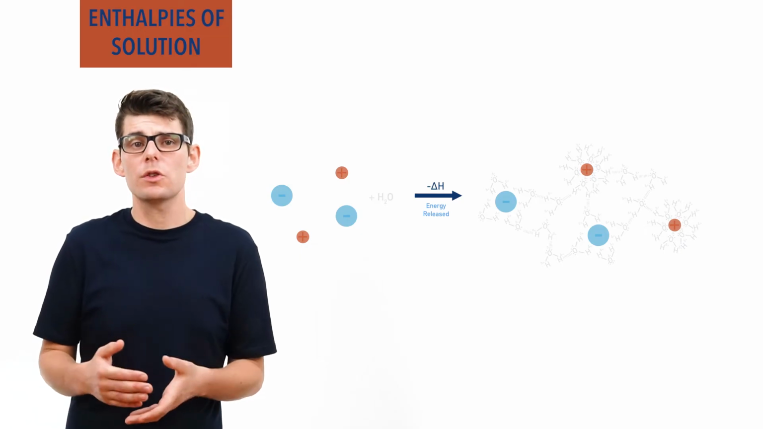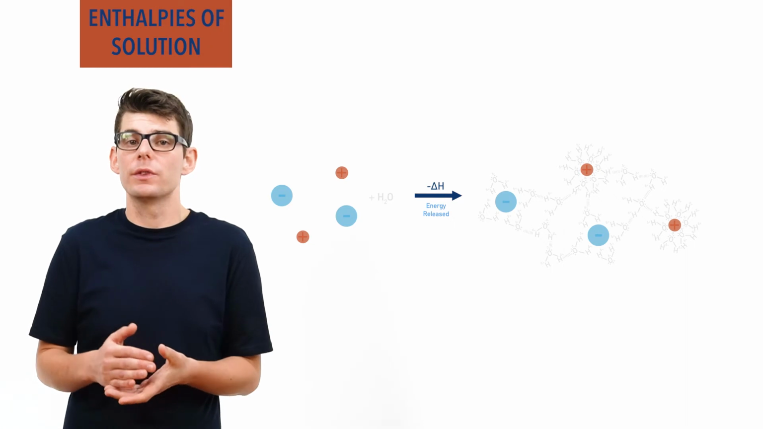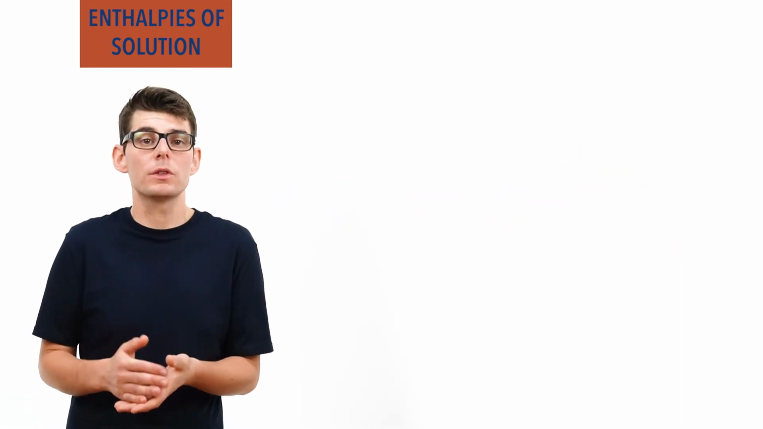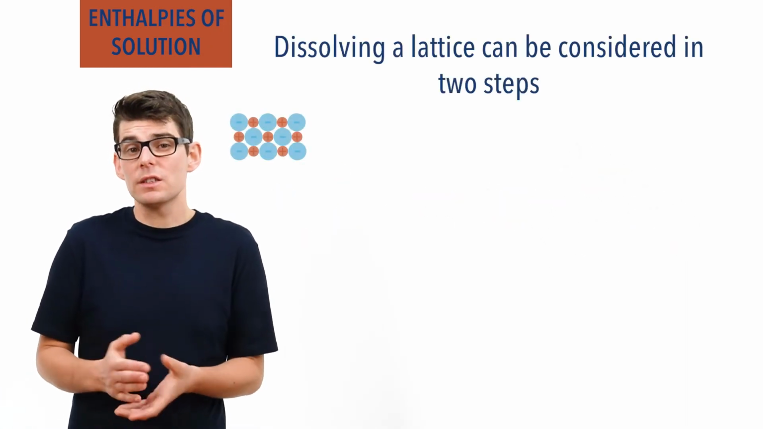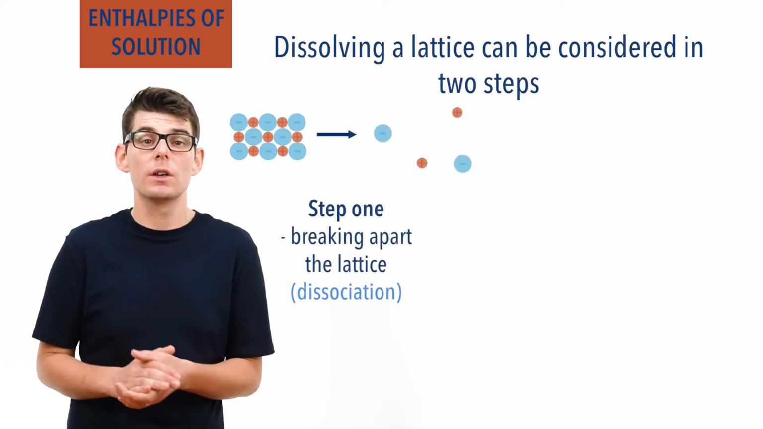To answer this question of how lattices dissolve so easily, we can model the dissolving of an ionic compound in two parts or steps. First, the ionic lattice itself has to be broken apart completely into free ions.